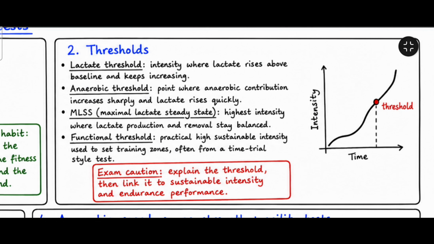Next, we have functional threshold or functional threshold power slash pace. This is a practical real world threshold that is often used in endurance sports, especially in running and cycling. And it represents a high sustainable intensity used to set training zones and is based on performance in a time trial type kind of test instead of a test in the lab where they take lactate samples.